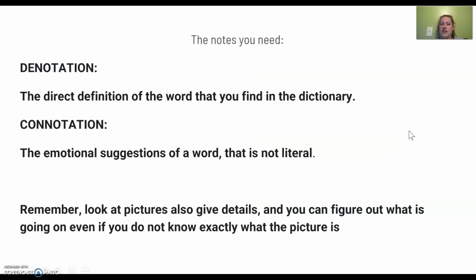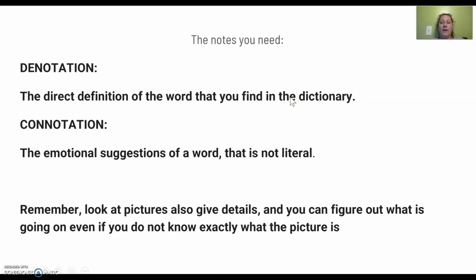So, things that you need in your notes. If you don't already have it, stop the video. Make sure you get these in your notes. First one, denotation. The dictionary definition of a word. Connotation is the emotional suggestion of a word that is not literal. Also remember that when you are looking at pictures, just like when you are reading a book, you have to pick up on key details. When you are looking at pictures, you can do the same thing. You can analyze the picture for things that you notice, and you can figure out what's going on.